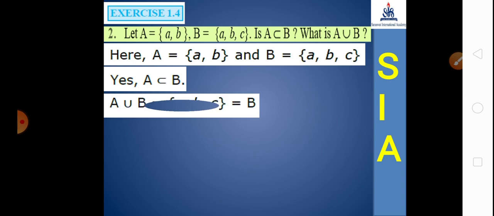Now the second is asking A union B. A union B means all elements of A and B, you write down one by one without repetition. The answer is {a, b, c}. It is equal to B. So yes, it is true.